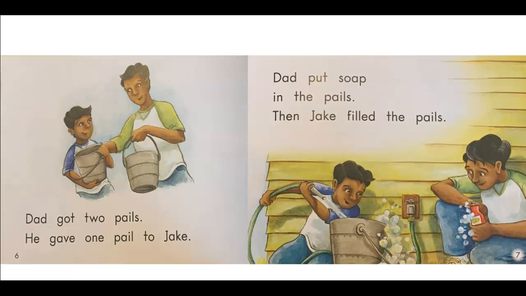Dad got 2 pails. If we look at page 7, we see that they are filling the pails with water from the hose and soap. I know there's soap because of the bubbles in the picture. And now they are going to wash the car and the bike. I wonder what will happen.